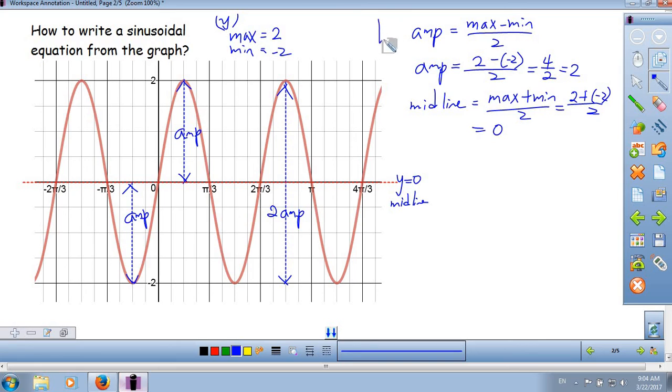And of course, this is the absolute value of A here, and the midline is D. In our lettering using our equation, that's A, that's D. Alright, so that's pretty good. What about the period? Okay, the period is this.